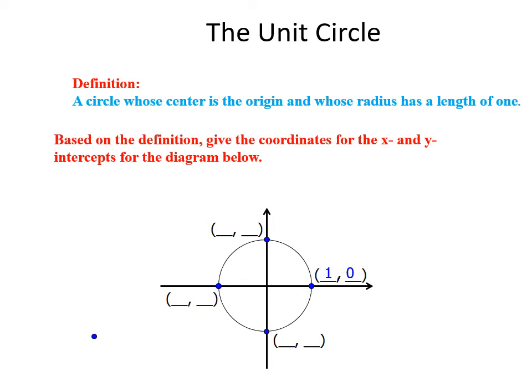Try to find the x-intercepts and the y-intercepts with the circle. First point will be 1, 0. Second will be 0, 1. Third, negative 1, 0. Finally, 0, negative 1.